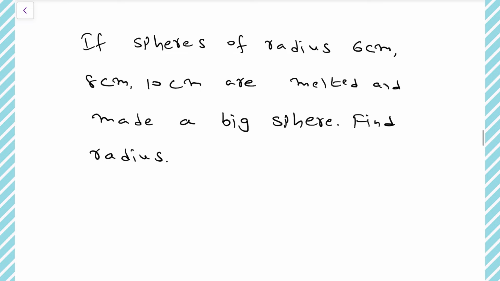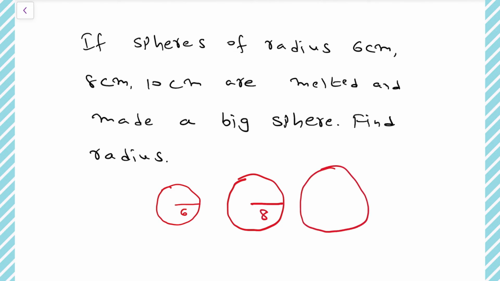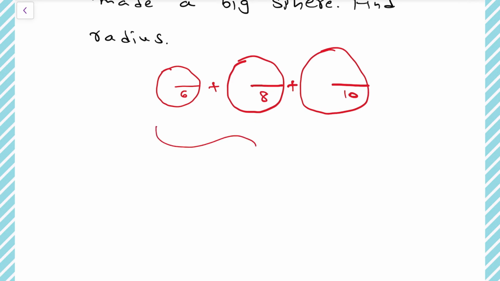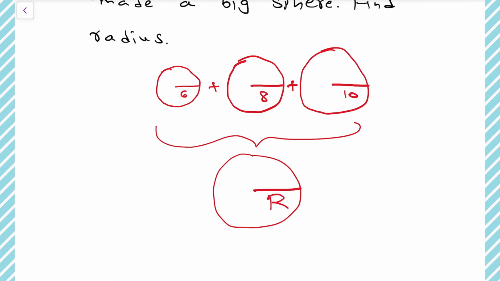Next, if spheres of radius 6 centimeters, 8 centimeters, 10 centimeters are melted and made into a big sphere, then find the radius of that big sphere. So what he is saying is, one sphere is there with 6 centimeter radius and one more sphere with 8 centimeter radius and one more third sphere with 10 centimeter radius. These three spheres we are melting and we are creating one bigger sphere. For that bigger sphere, we need to find out the radius.